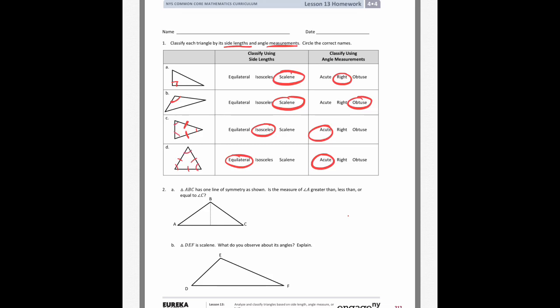All right, on number 2 it says triangle ABC has one line of symmetry shown. Is the measure of angle A greater than, less than, or equal to C? So if it has one line of symmetry and you fold that over, they're going to line up with each other perfectly since it's a line of symmetry. So we know that angle A is equal to C because if I folded them on top of each other, they would have to cover the same amount of space in order for that to be a line of symmetry. So I'm saying it is equal to angle C because they would fold on top of each other perfectly since that's a line of symmetry.